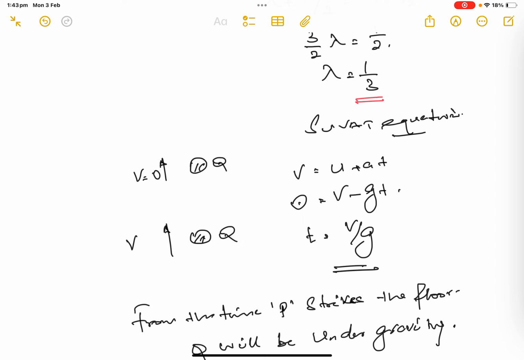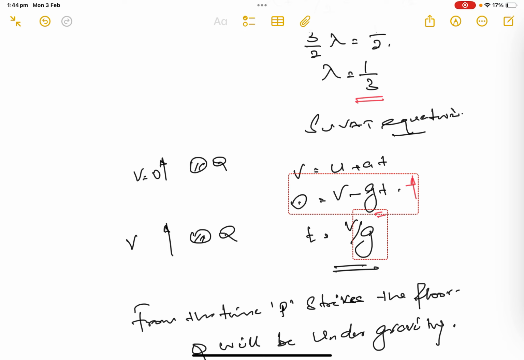So we can use the SUVAT equation for Q: v equals u plus at. The final velocity is 0, because it will go up until it stops. The initial velocity of Q, when P hits the ground, is v. Gravity acts downwards, so taking upwards as positive, the acceleration is minus g, and t is the time taken.